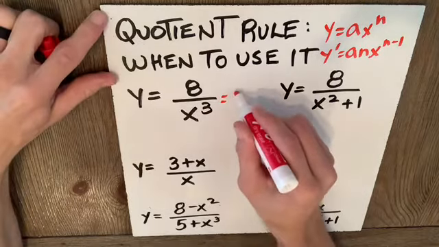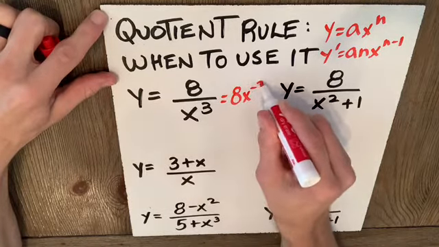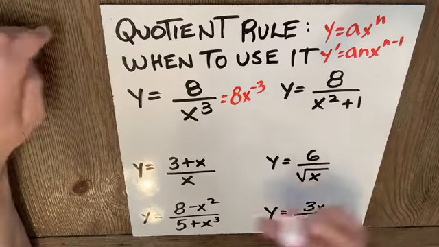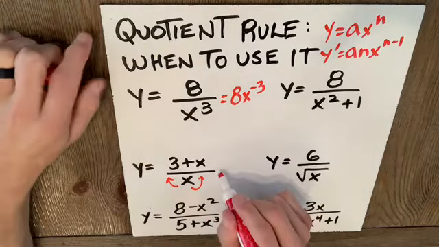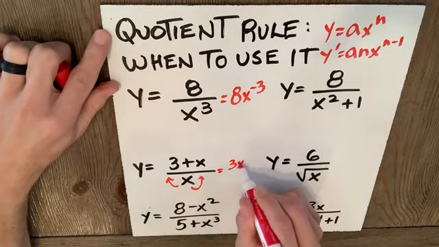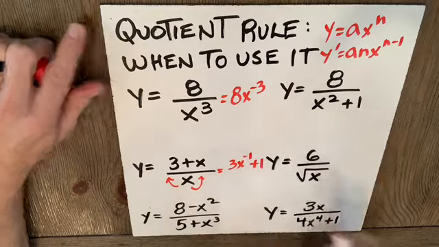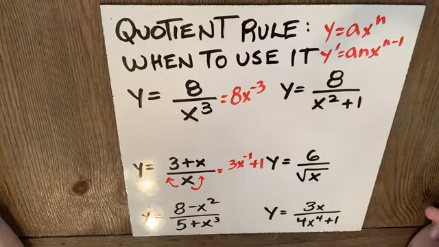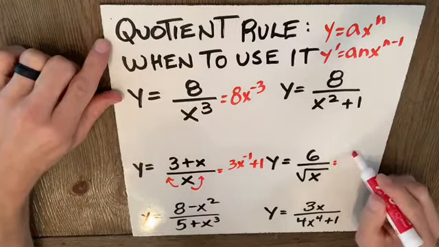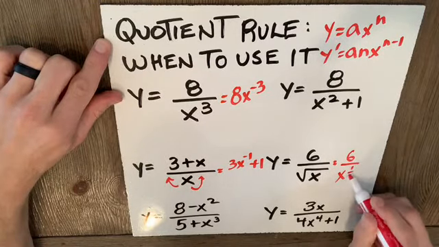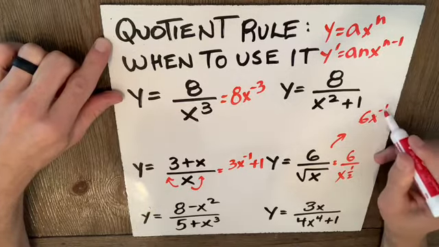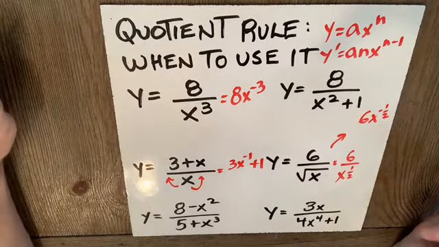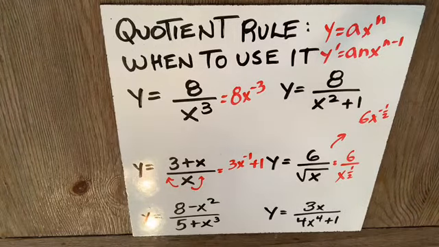For example, I would probably write this as 8x to the negative 3 and use the power rule. Here, I would probably divide the x into both terms of the numerator and write this as 3x to the negative 1 plus 1 and use the power rule on each of those. Here, of course, this is 6 over x to the 1/2, which is also written as 6x to the negative 1/2. I would probably do that and use the power rule there, but we certainly could use the quotient rule on all of these as well.